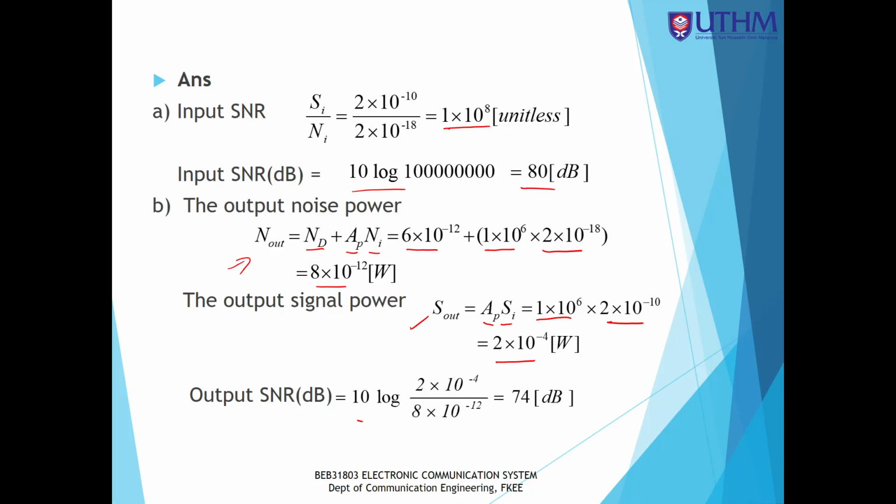Okay, so how much is this? 2 exponent minus 4 divided by 8 exponent minus 12. So you get 25 million. So it is actually 73.979. Okay, so it is rounded up to 74.